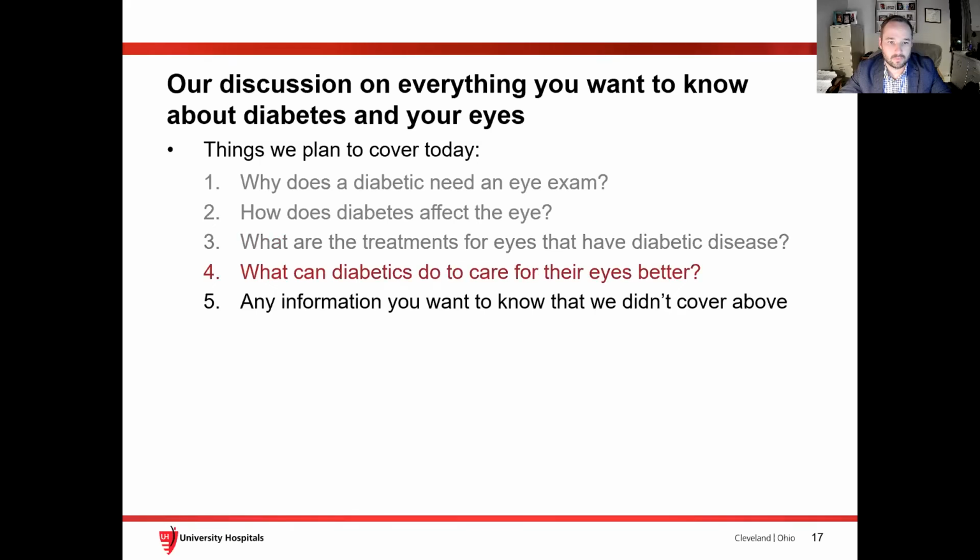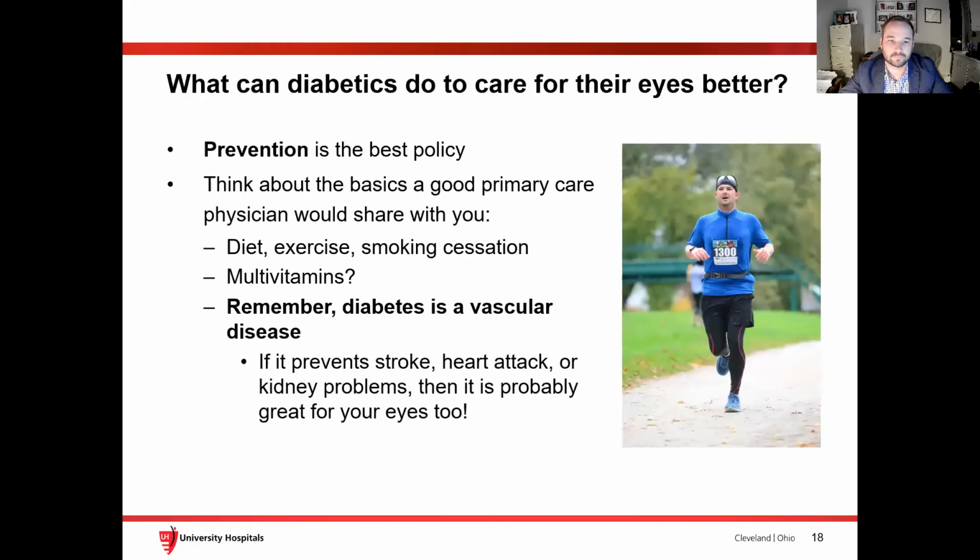Now, on a much more hopeful topic, what can a diabetic do every day to care for their eyes better? Prevention. That is the number one thing. Go to your primary care physician or your nurse practitioner and think about all the things that they would normally tell you. Diet, exercise, smoking cessation. These are the kind of things that are going to keep the blood vessels in your body healthy overall.